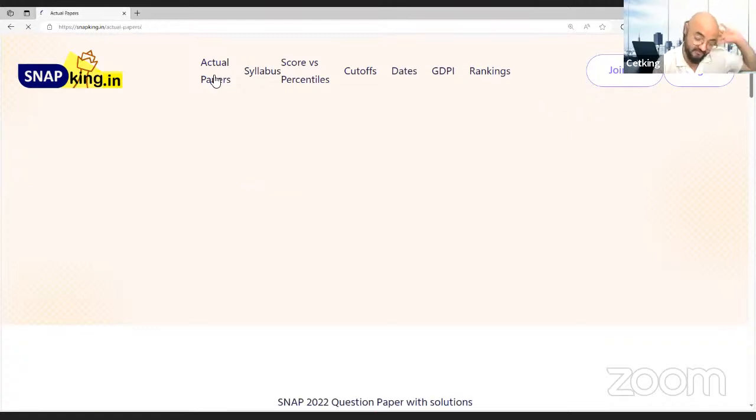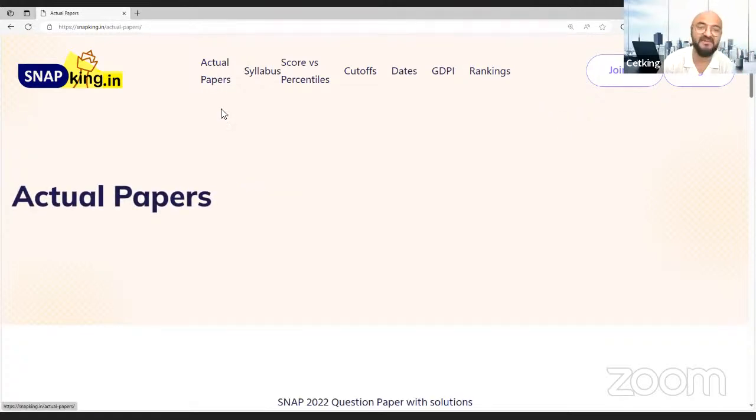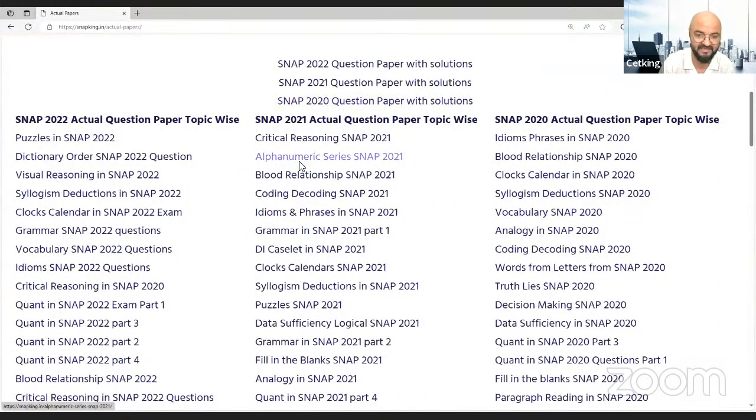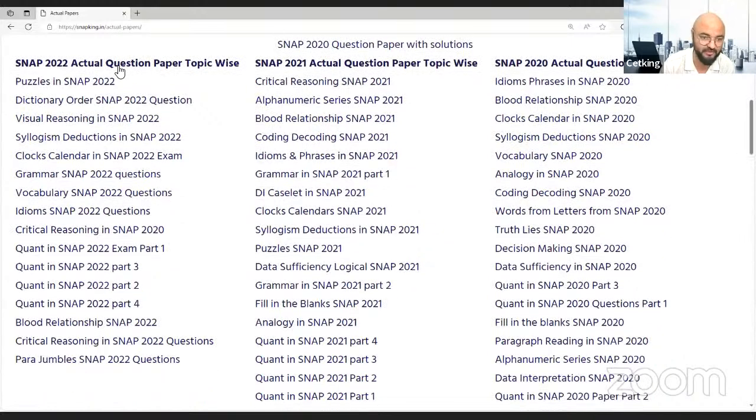First thing first, we need to understand that SNAP is a different type of paper. So please guys, I want you to help me today with the students. SNAP 2022 actual questions, SNAP 2021, SNAP 2020. I want you to download these papers or go through them because we need to understand what type of questions come.